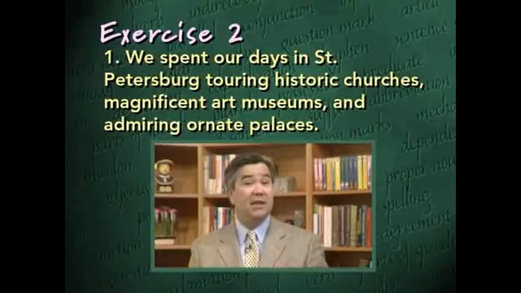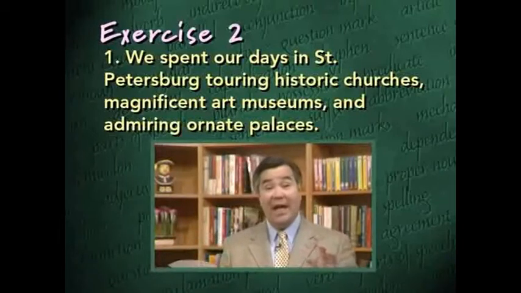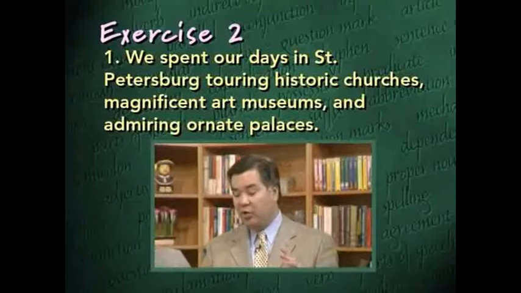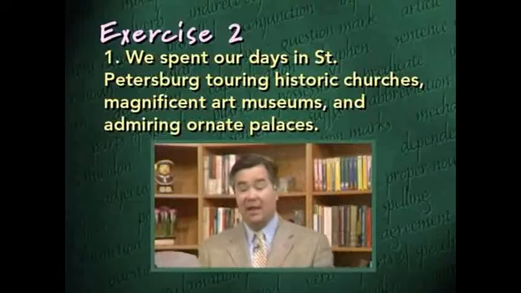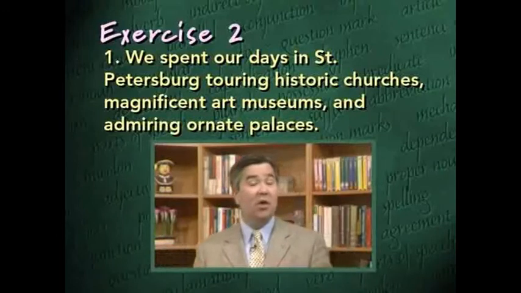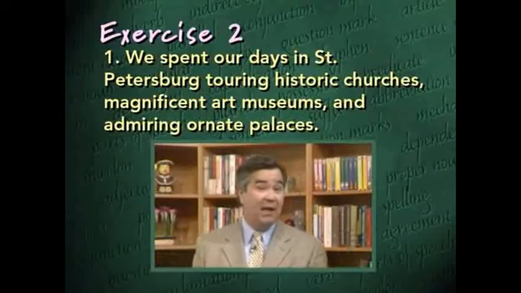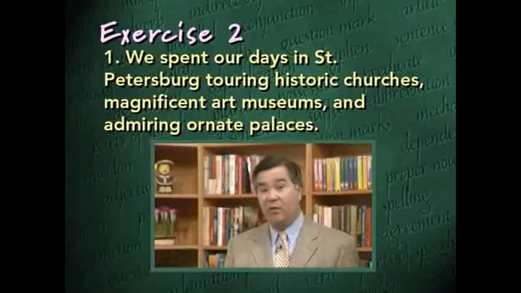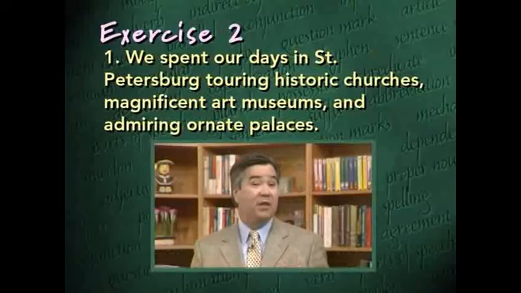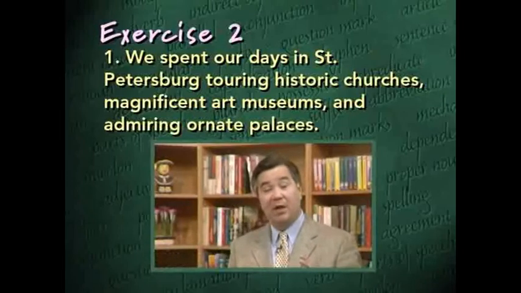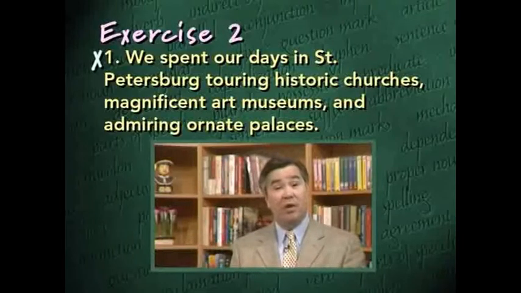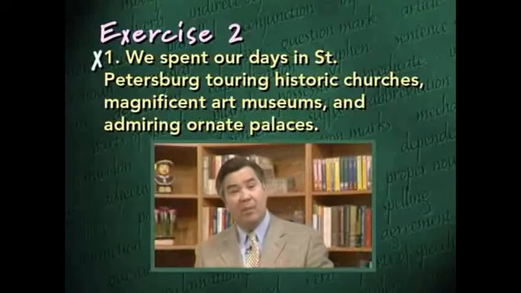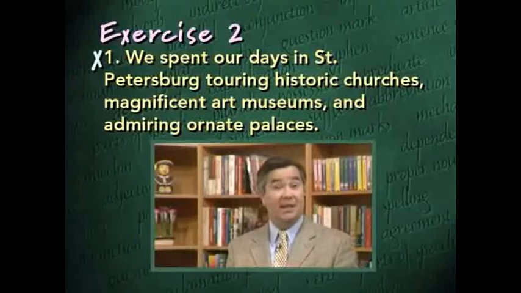In each case, the phrase begins with a gerund form of a verb, touring and admiring, followed by the things that were toured and admired, the historic churches, the ornate palaces. The second item, however, is in a different grammatical form. Here we have magnificent art museums, describing what was visited, but with no gerund form verb preceding it. We have a couple of different ways that we could correct this sentence.